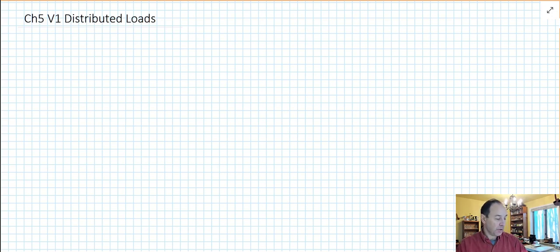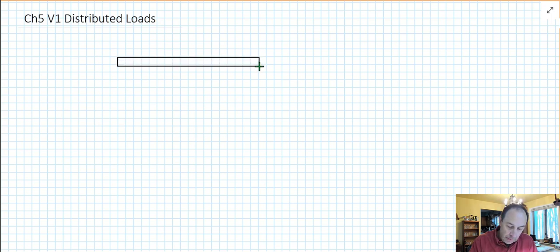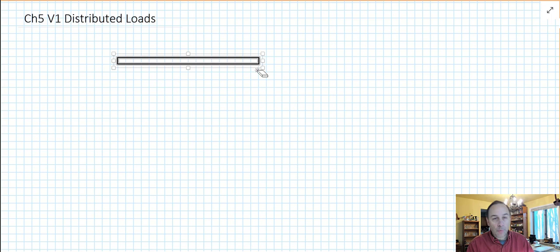Today, in this particular video, we're going to deal with distributed loads. Now, we've talked about these before. So let's just take an example like what we looked at before. Take a beam. Now, instead of having a point force that's acting in just one place, we have a load that is distributed over the whole length of that beam.